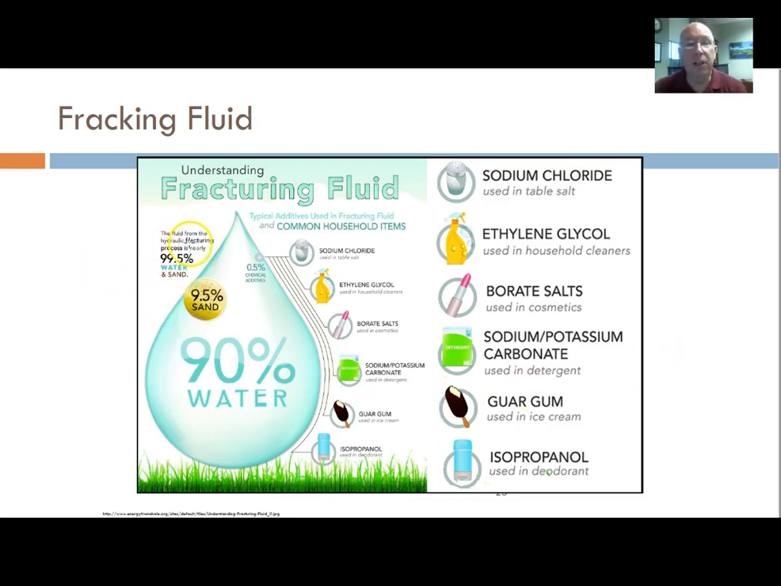Notice a couple of key things: the fluid from hydraulic fracking is 99% water. And then you've got sand. So it's 90% water, then sand. So when it comes to the liquid part of it, it's 99.5% water. And then you have 5%, which is these things here, most of which are common household ingredients.